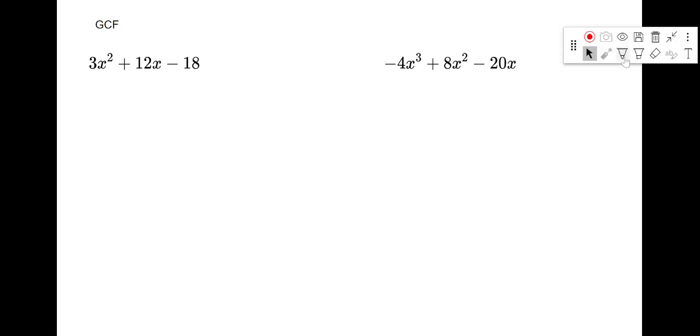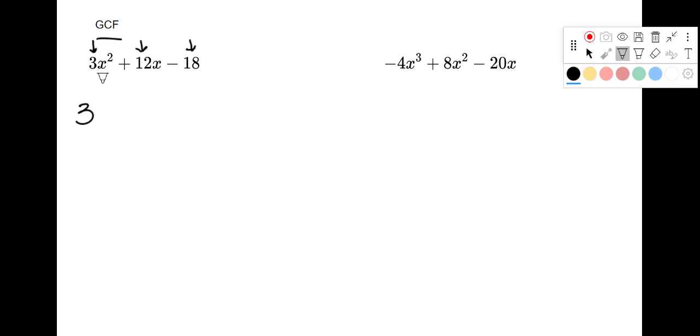The first method of factoring we're going to review is how to factor a greatest common factor, or GCF for short. So remember, greatest common factor means it's the largest. In this first case, we're going to look at our three numeric values, 3, 12, and negative 18, and we're going to take out the biggest factor that goes into all three. And in this case, it would be 3. 3 goes into itself, it goes into 12, and it goes into negative 18. So I'm going to take 3 out.